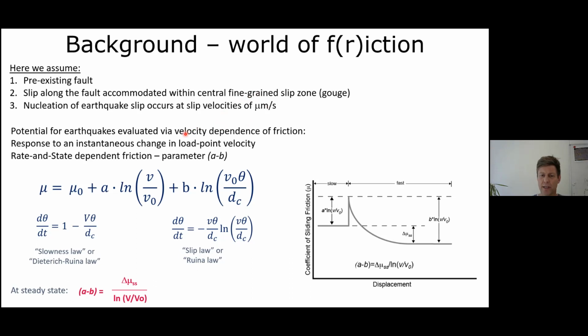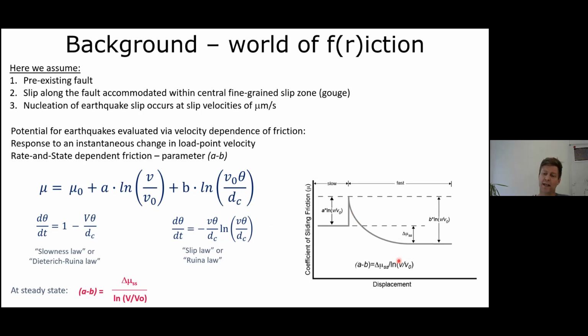Now, what we do in these types of experiments, we load our simulated fault gouge, and we impose a sliding velocity, or a load point velocity, on the sample. And then we instantaneously change that load point velocity. That's schematically depicted in this diagram. In this case, we are sliding at a stable steady state level. We increase the velocity, and then we see an immediate increase in strength that then evolves to a new steady state.